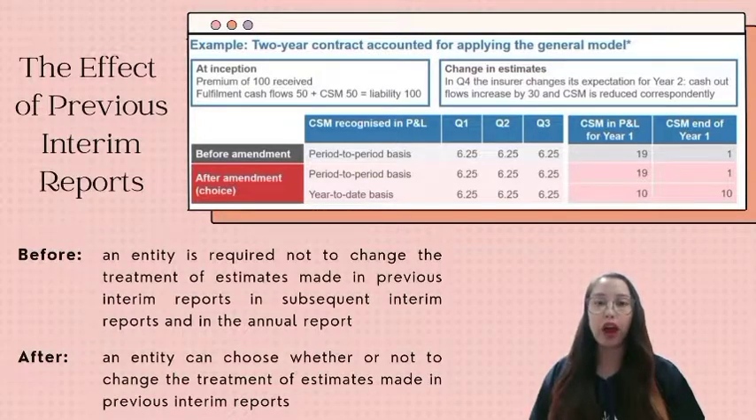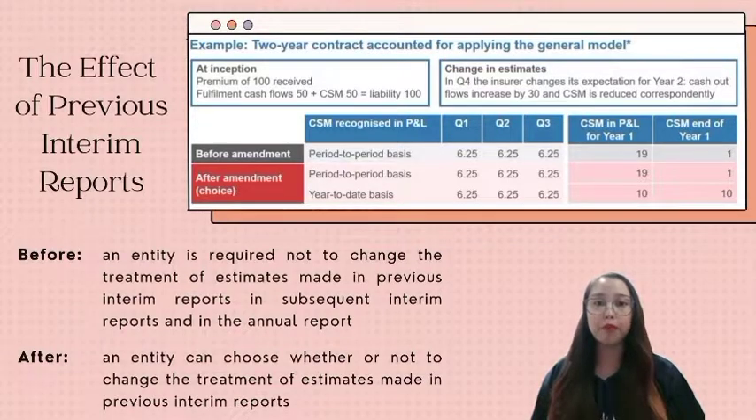Kapag ginagamit daw po yung IFRS 17, yung frequency po ng reporting ay pwede pong maka-apekto kung yung change in estimate ay maa-adjust nga yung contractual service margin or i-recognize ito immediately sa profit or loss. Pwede din po nitong maapektuhan yung pattern ng pag-recognize ng contractual service margin. Before po ng amendment, nire-require po ng IFRS 17 na hindi po baguhin ni entity yung treatment po nila sa estimates made in the previous interim reports, in subsequent interim reports, and pati na din po sa annual report.